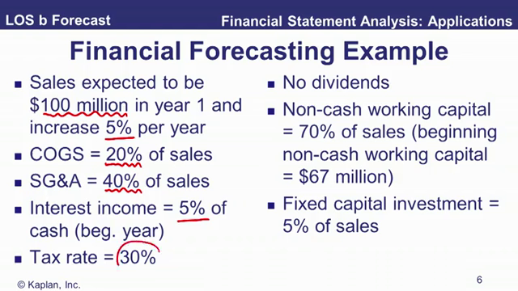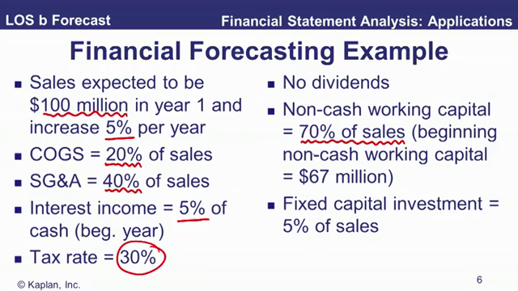Let's have a tax rate of 30%, presumably based on the current statutory tax rate and our forecast of future government fiscal policy. We're not having any dividends here. We're forecasting working capital to be approximately 70% of sales. Again, that needs to be stable over time for our forecast to have validity.